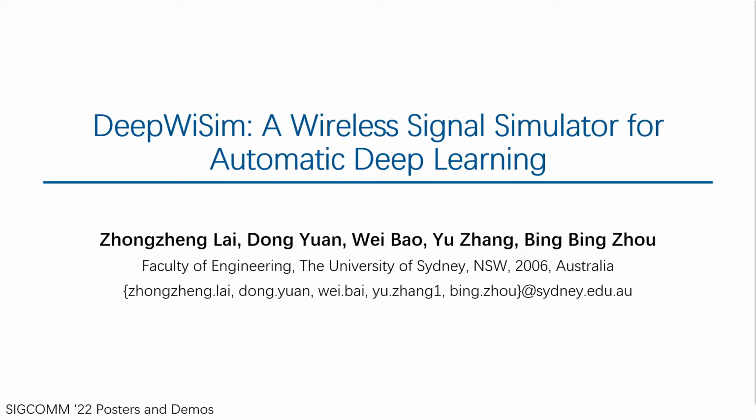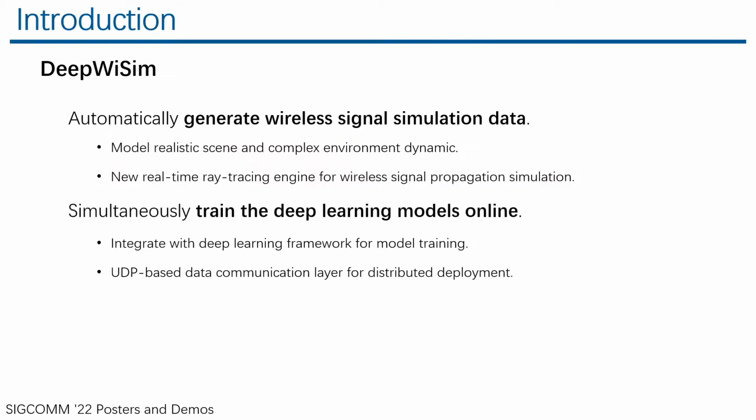DeepWiSim, a wireless signal simulator for automated deep learning. DeepWiSim can automatically generate wireless simulation data and simultaneously train the deep learning model. It is built on Unreal Engine, which allows modeling realistic scenes with complex dynamics.